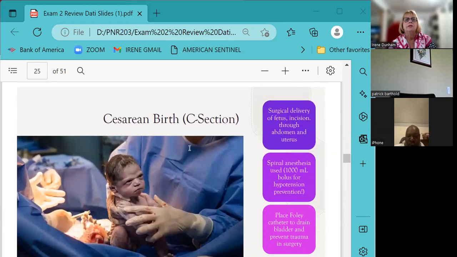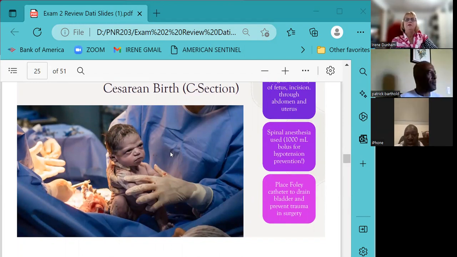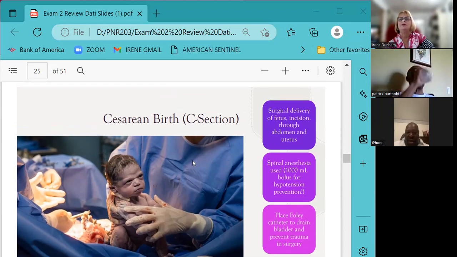So now here is my cesarean birth. Now look at this poor baby. He looks like he's mad at the world. Yeesh. Okay. Mommy was probably in labor a long time. He's had enough, and now he's being lifted out by cesarean section. He's a little mad looking.